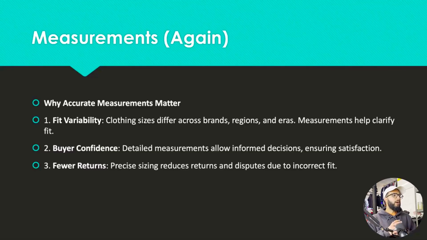So first of all, why do they matter again? Variability. Clothing sizes differ across brands, regions, and eras. So measurements help clarify this. For example, this vintage Carhartt hoodie that I'm wearing is a size medium. I'm normally a size medium, however it's pretty loose. Why could that be? Because Carhartt is an American brand. An American size medium is about a UK size large. So this helps clarify, as I said, regions and eras.